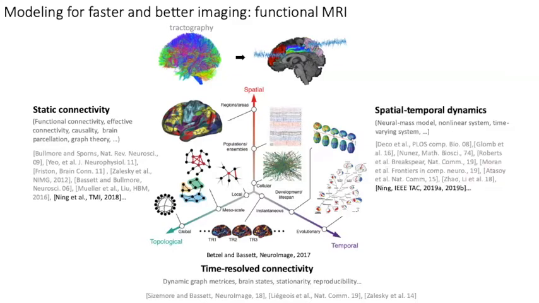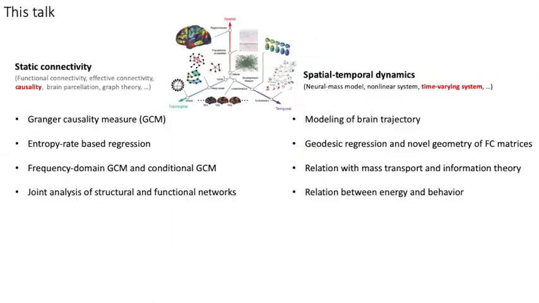But from a neuroscience view, I think we need to better understand the spatial-temporal dynamics to understand how the brain works. That may be useful to understand the mechanisms underlying psychiatric disorders, and that really motivates our work. This talk covers two subtopics: static connectivity and spatial-temporal dynamics. The basic approach is linear regression. Everyone knows linear regression, but we generalize it in different dimensions to get information in different dimensions.